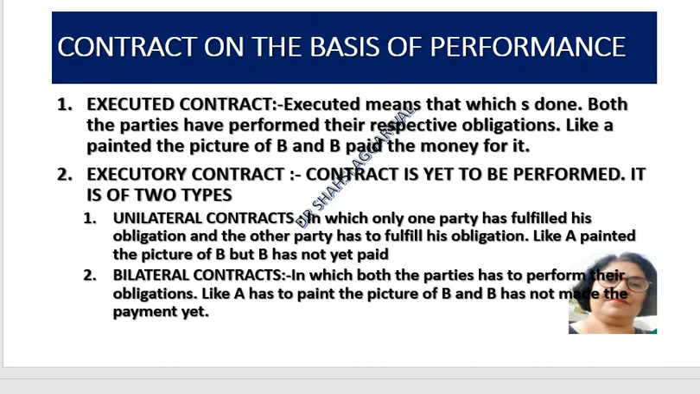Executory contract is one which is yet to be performed. It is of two types. Unilateral contract, in which one party has performed his obligation and the other party has still to fulfill his obligation, like A painted the picture for B, but B has not yet paid. Bilateral contract, in which both the parties still have to perform their obligations, like A has to paint the picture for B and B has not made the payment for the picture.